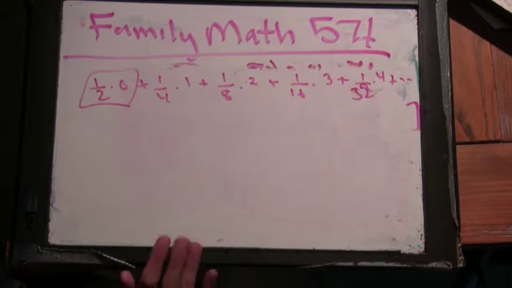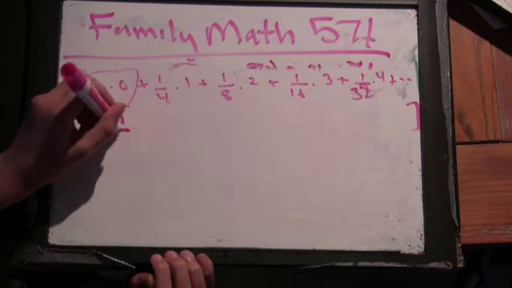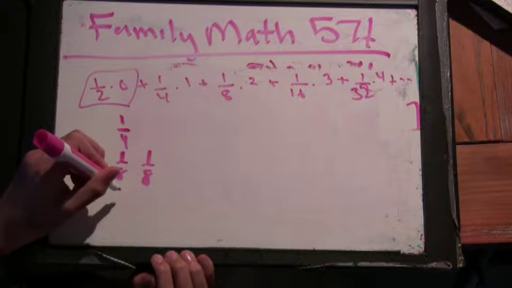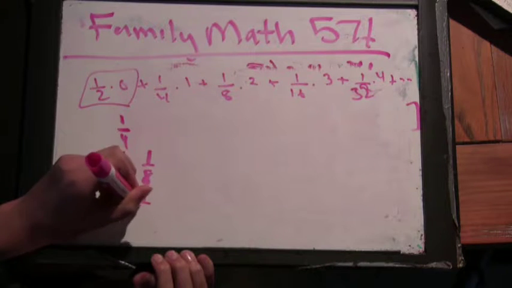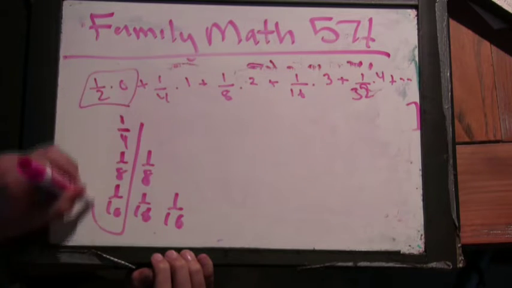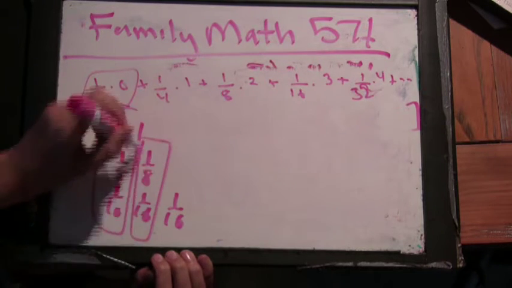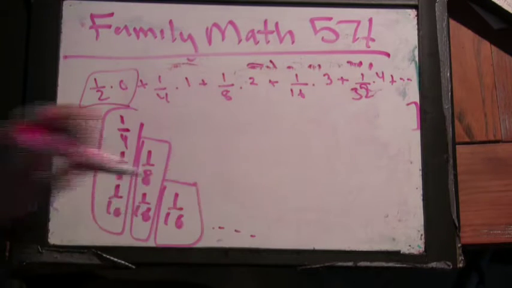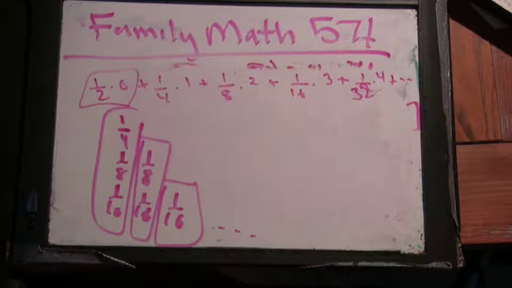Okay, you're going to ignore a half times 0. So I'm going to write this like a fourth, an eighth, 16th, 16th, like this. So each of these is a series that we know how to add up. Oh, interesting. But unfortunately, there's infinitely many of them.